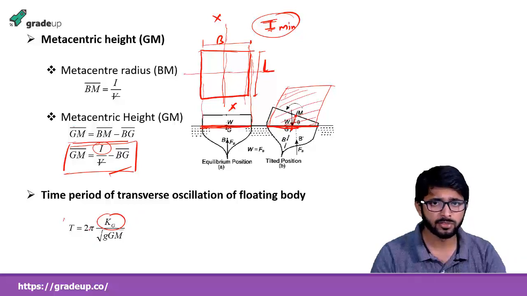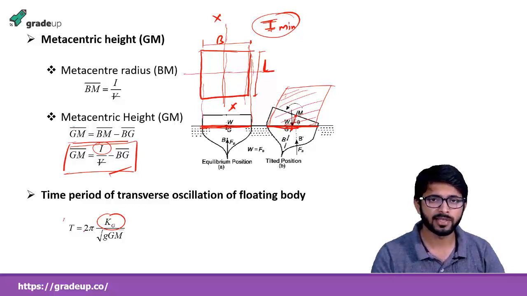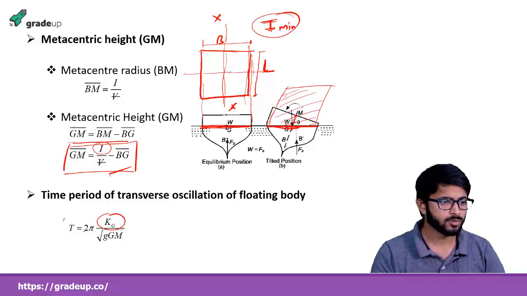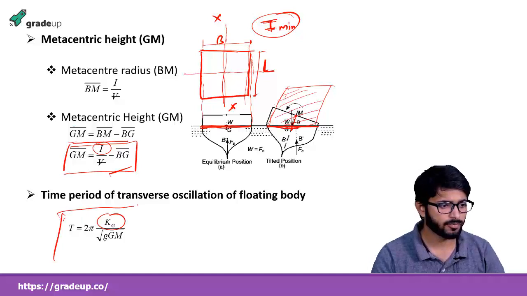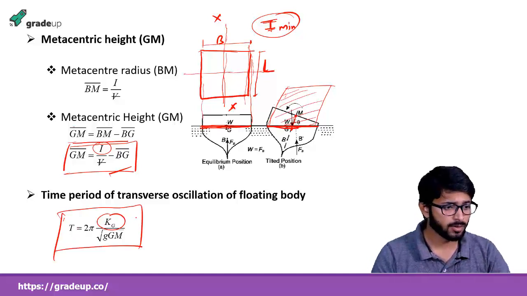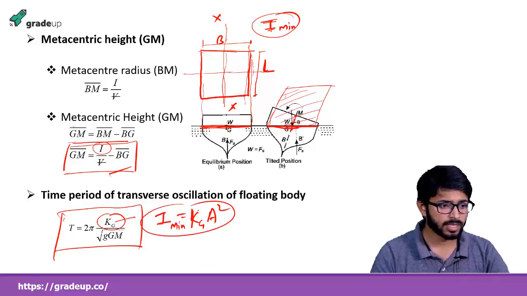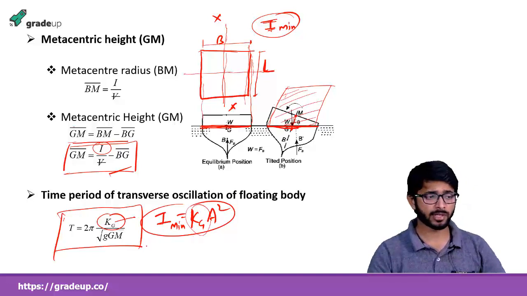Sometimes a question is asked in the examination to find the time period of oscillation of the body when we give it a small displacement. The body is about to oscillate about the metacentric point. So this is how we can find the time period of the oscillation. Here kG is the radius of gyration, K is the minimum radius of gyration.